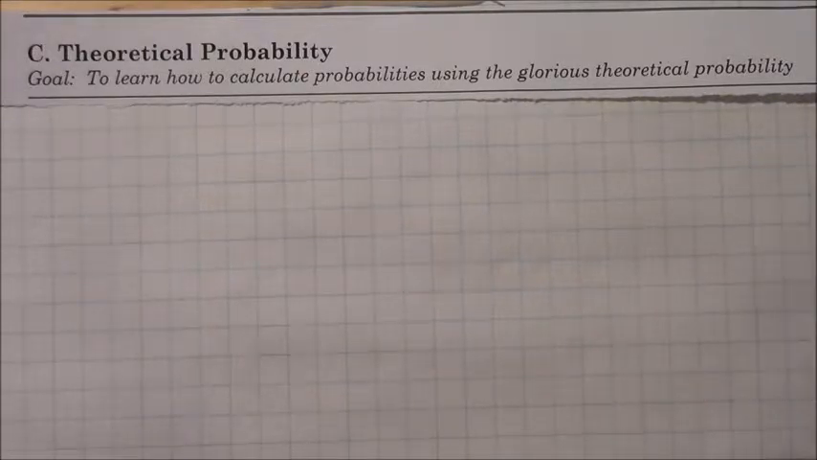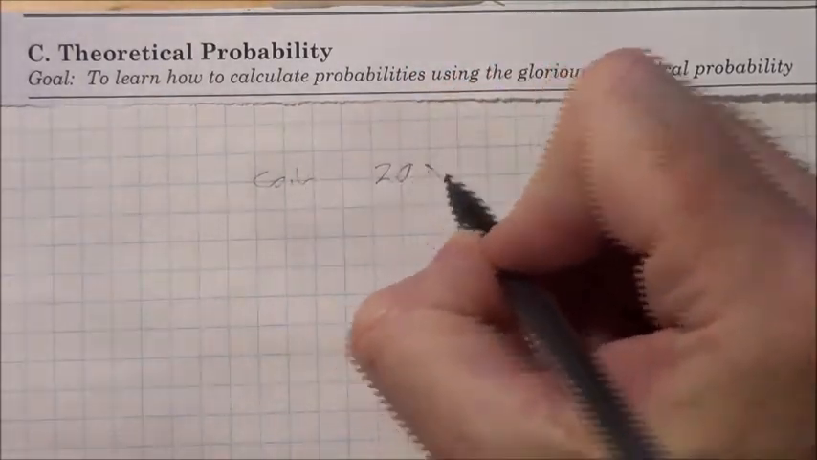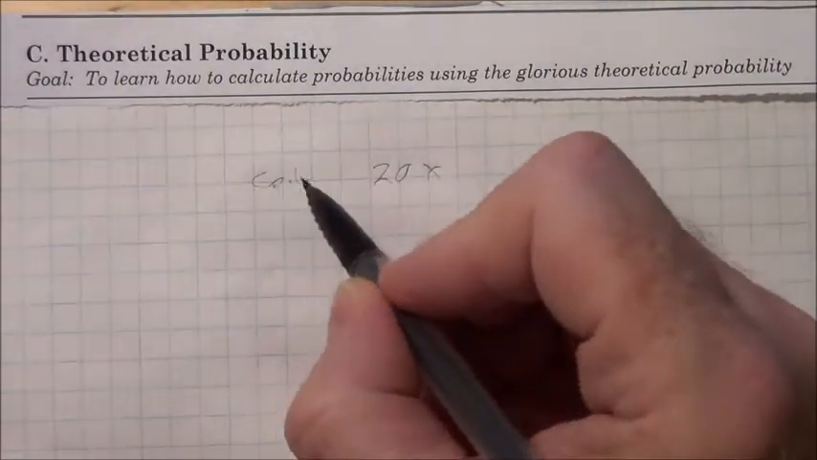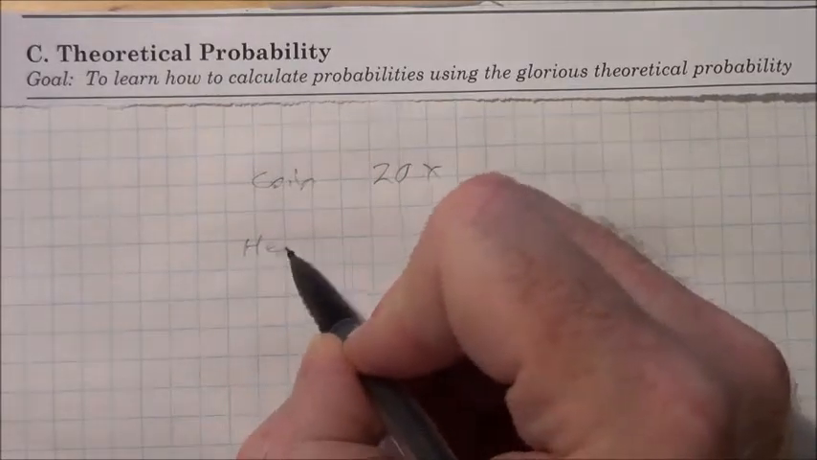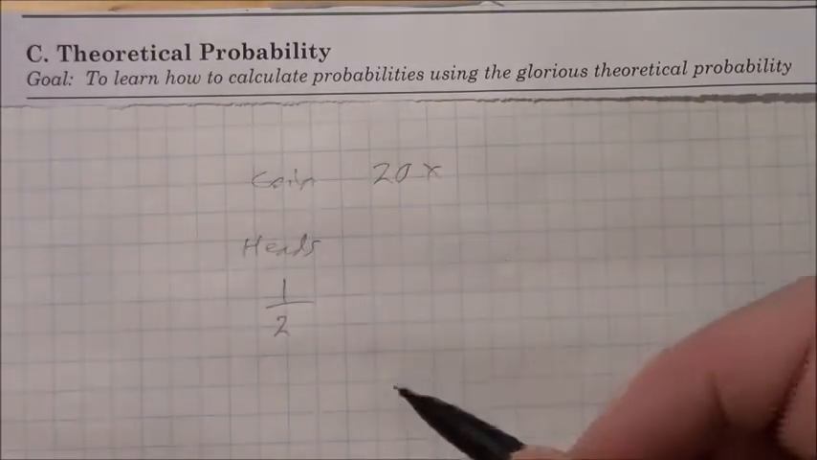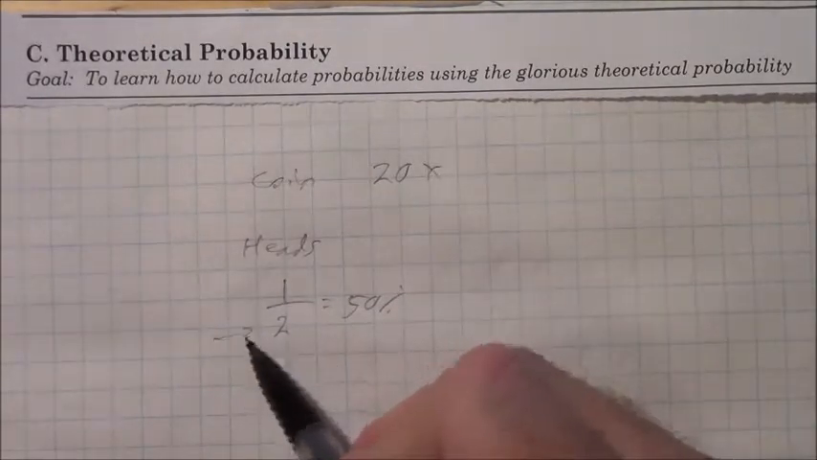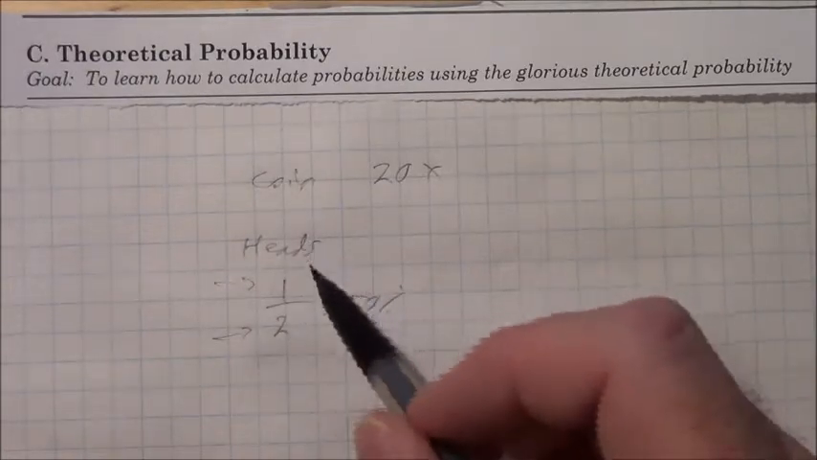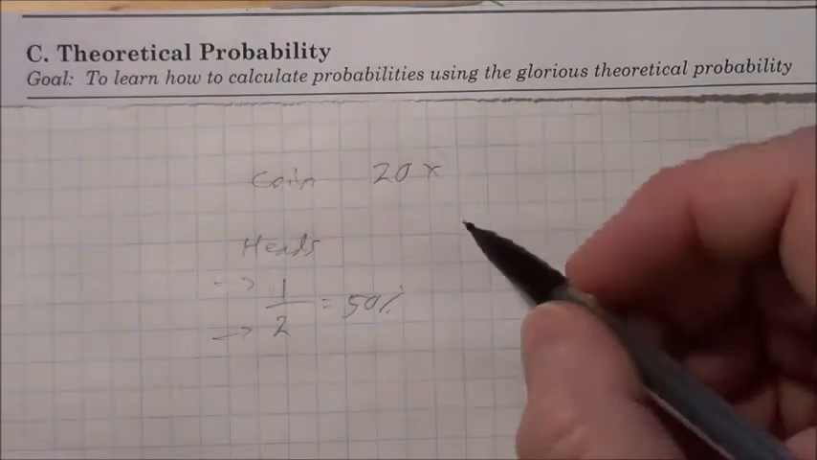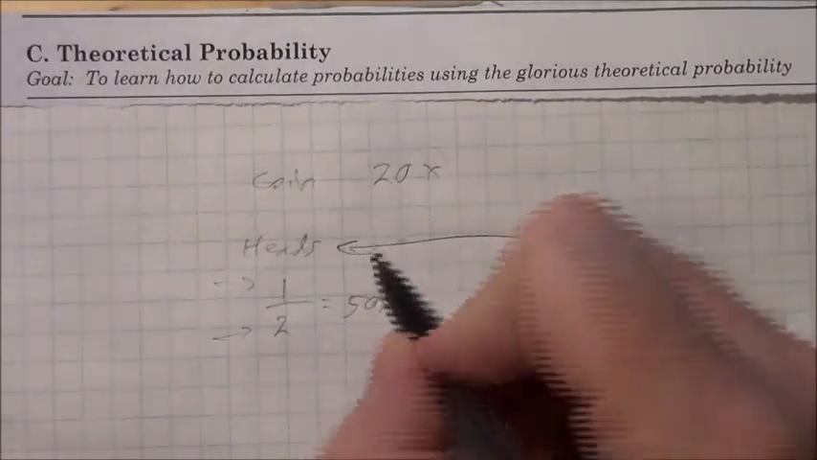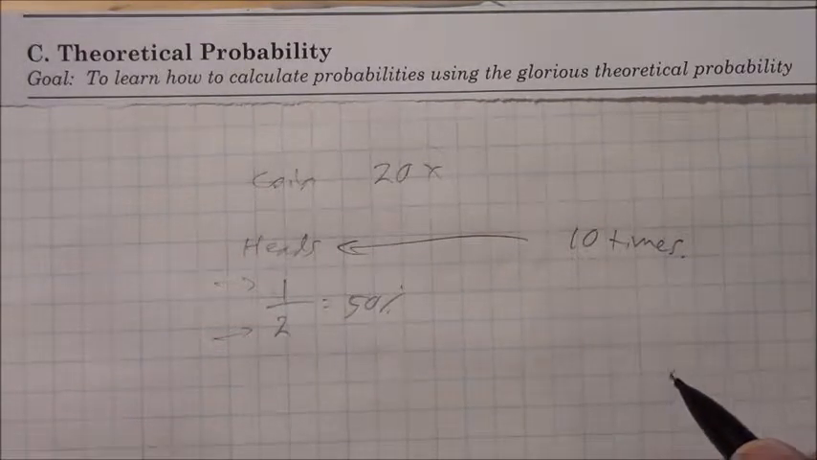So suppose we're saying, okay, well, let's toss the coin 20 times. If we know that theoretically heads will turn up one out of two times, or 50% of the time, because of the two outcomes and the one event of heads, then when we flip a coin 20 times, theoretically, we would say that heads would occur 10 times. Okay, that's theoretical probability.